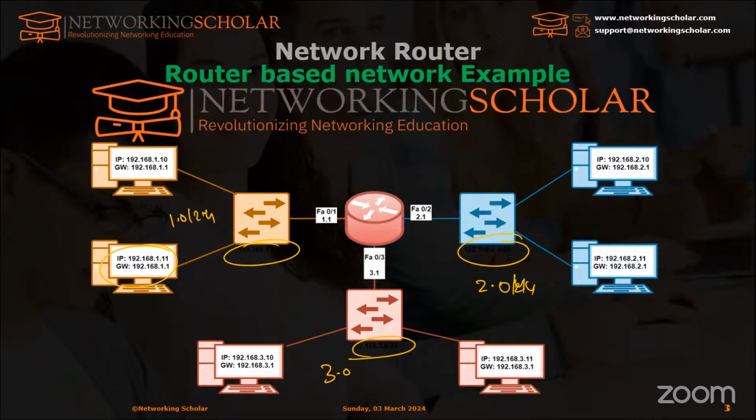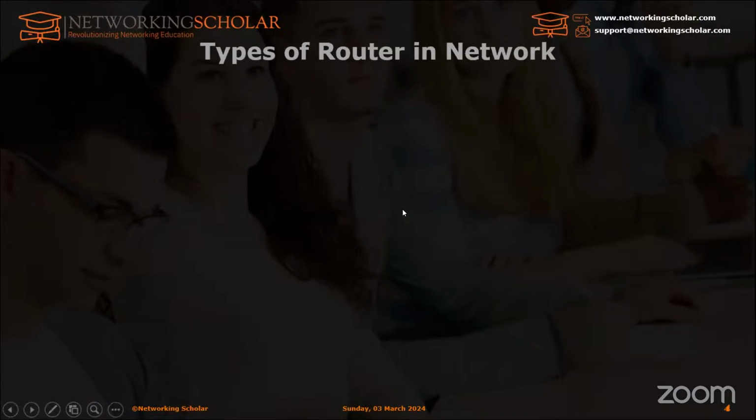So what it will do, here you can see it is connected on FastEthernet 0/1, 0/2 and 0/3. That's why the router is taking information from here. Suppose that this user 1.10 wants to communicate with 2.10. Then it is only possible when we have a router. Without a router, it is not going to work anymore. Okay. So what is the router basically?